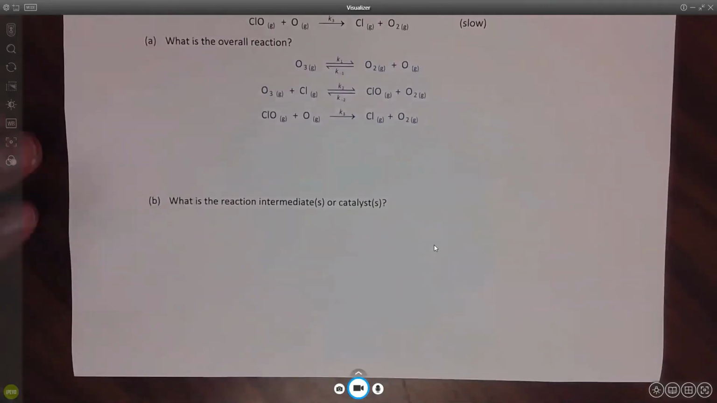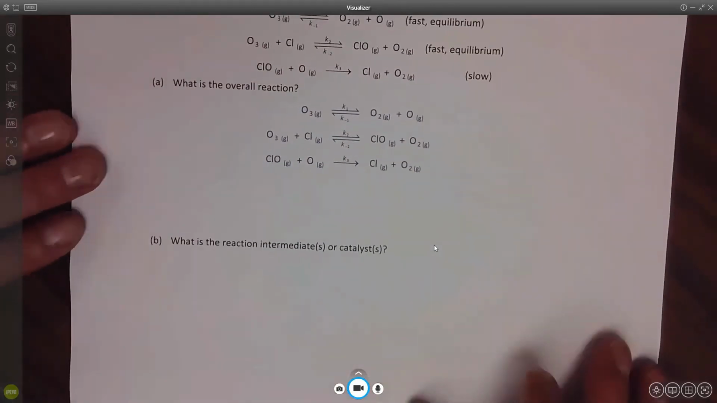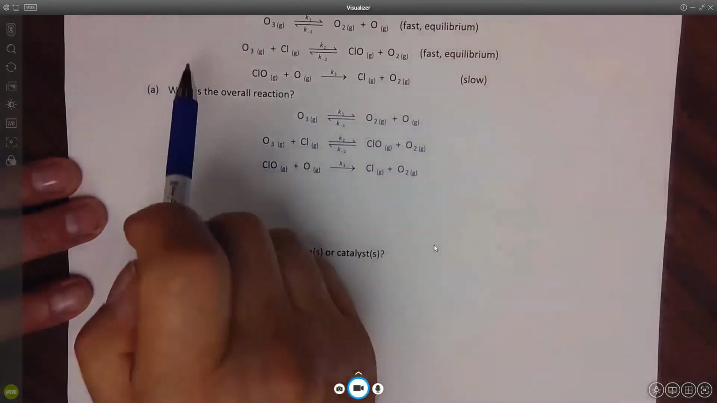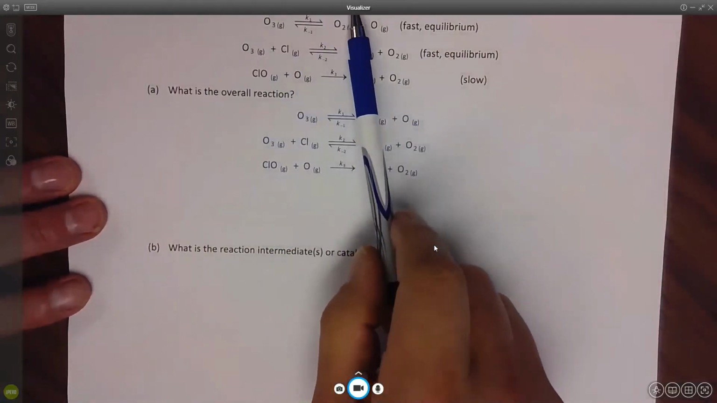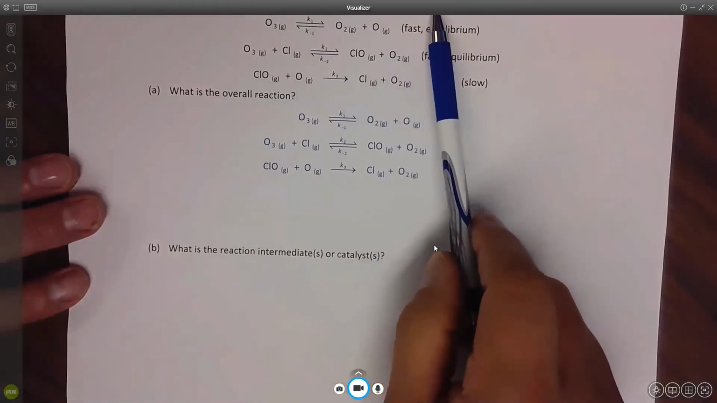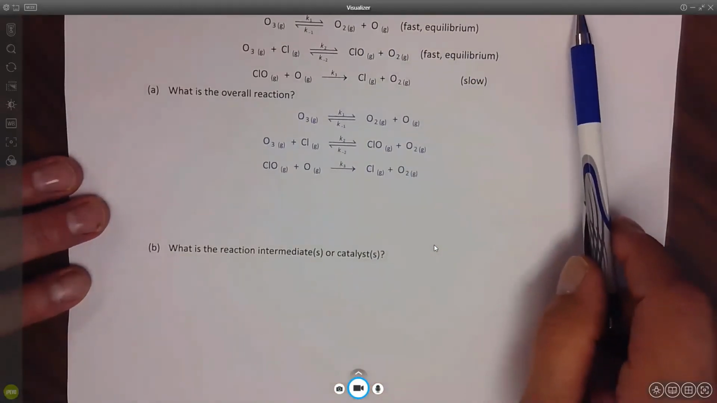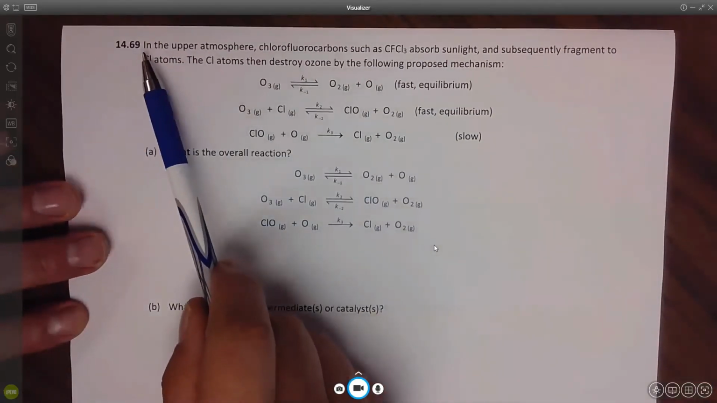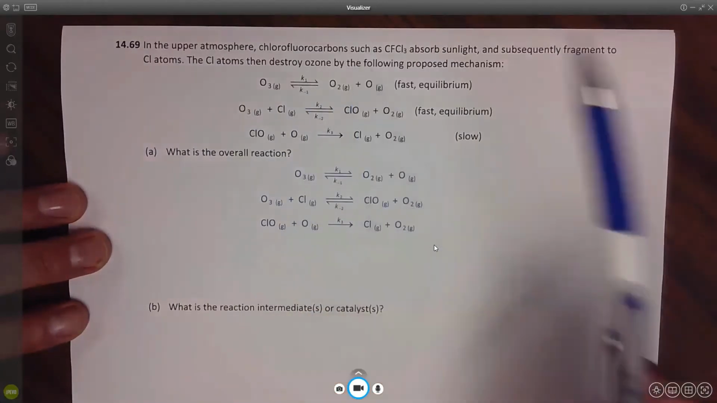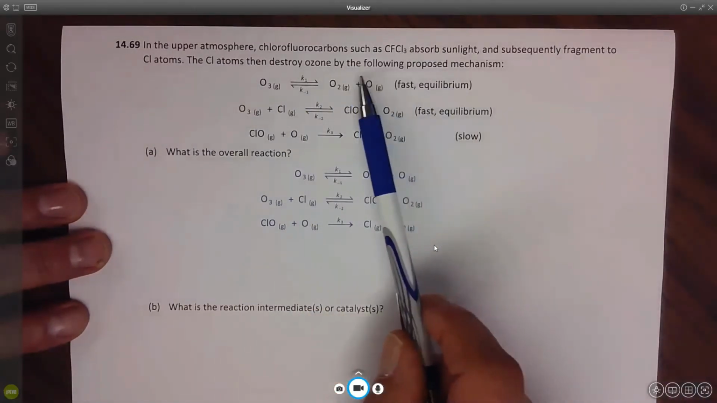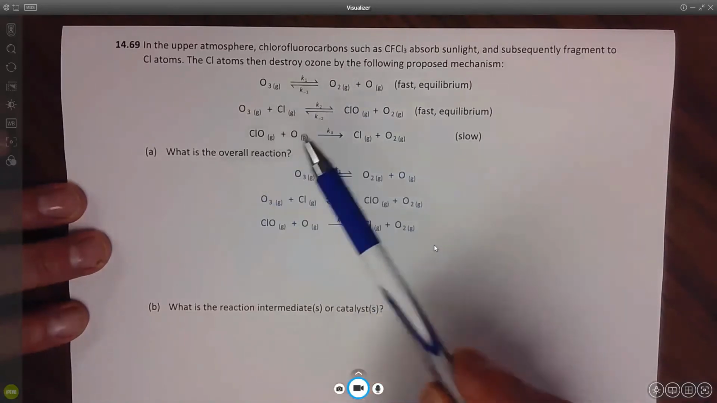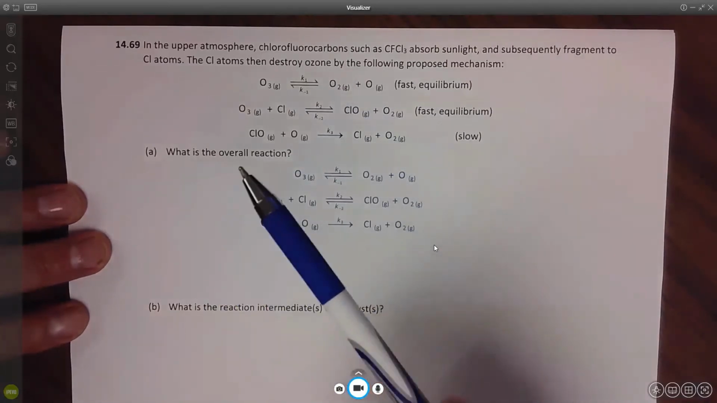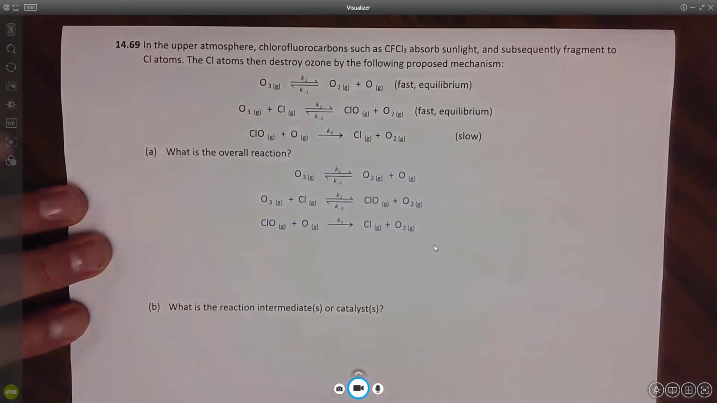Okay, let's try another. So this one says, in the upper atmosphere, chlorofluorocarbons, such as CFCl3, absorb sunlight and subsequently fragment. Could you move the paper down? Oh, sorry. In the upper atmosphere, chlorofluorocarbons, CFCs, you might have heard that term. Not so much anymore because they kind of banished most CFCs. Hairsprays and deodorants, everything came in spray cans, and in the spray cans they'd put these CFCs because they aren't harmful to us.